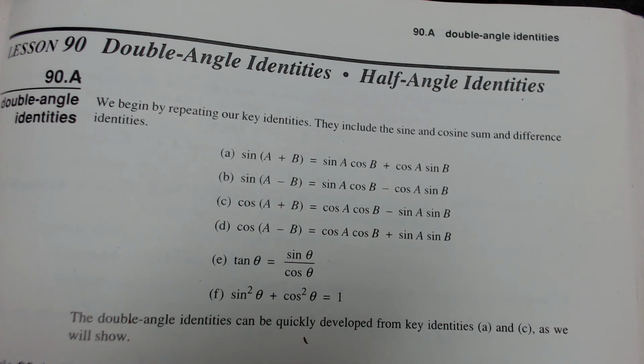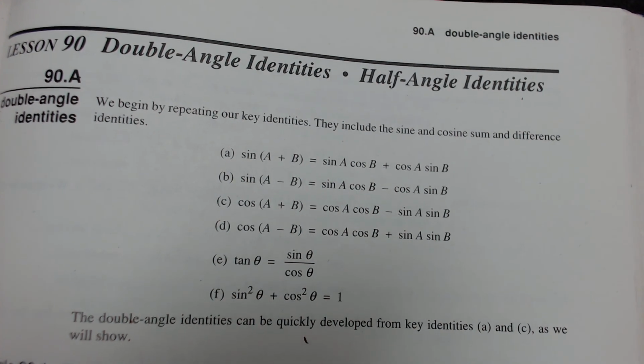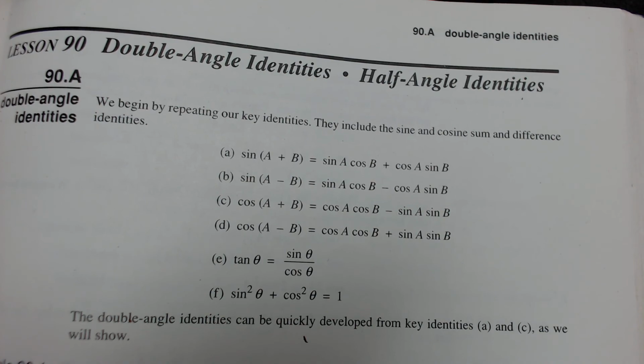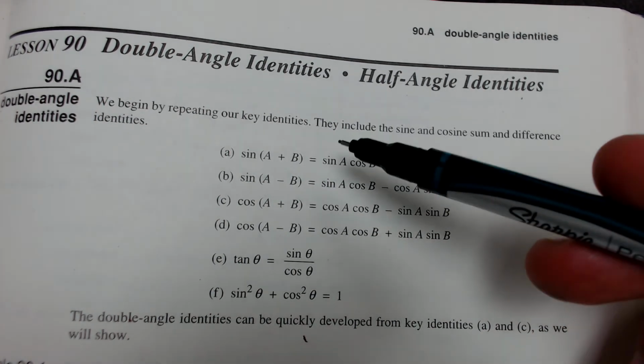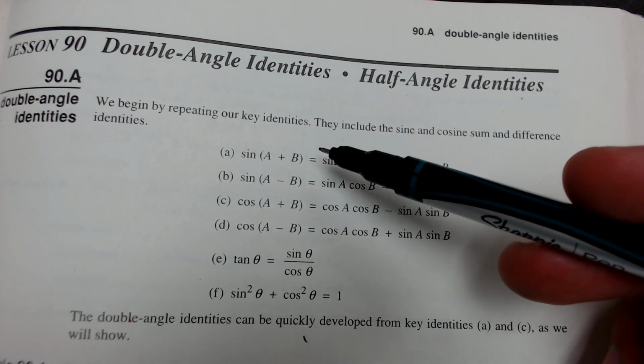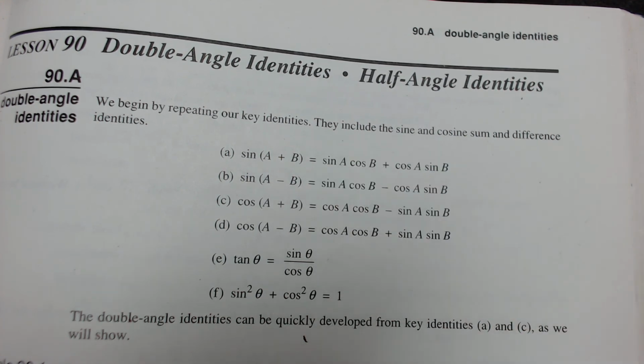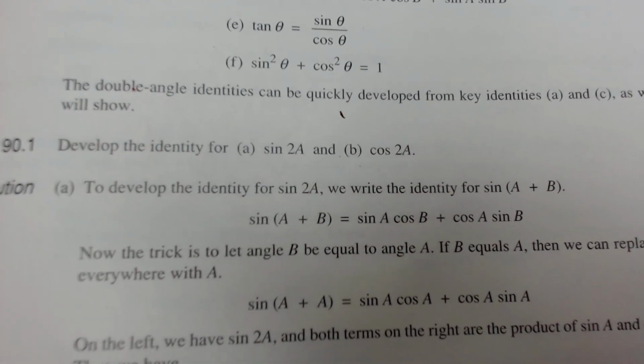Advanced Math, Lesson 90, double angle identities and half angle identities. These are building up on the sum and difference identities that we should have pretty far memorized by now, mainly the first ones being A through D. And then we're going to be talking about the sum identities for sine of 2a and cosine of 2a.